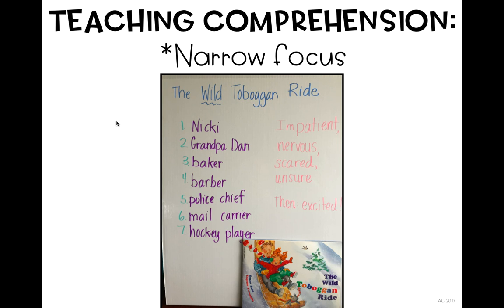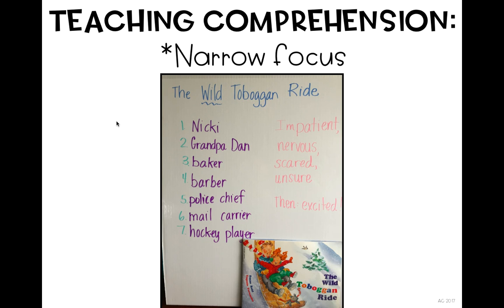So I would say, okay, readers, today our story is called The Wild Toboggan Ride. And in this story, you're going to hear a lot of different characters popping up while I read. I want you to think about who is in this story and how you would describe them. So we would start reading the story, and I would stop after the second page and say, okay, we already met 2 characters. Who can tell me who we've already met in this story? Nikki and Grandpa Dan, they would say.